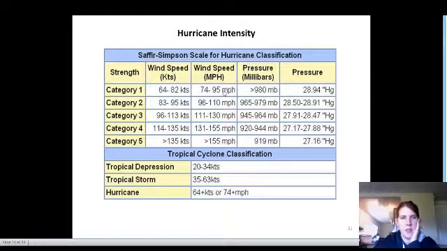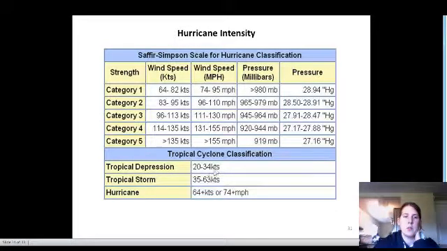So this is just showing in miles per hour. So a Category 1 can get up to 95 miles per hour, greater than 980 millibars of pressure. And a Category 5 greater than 155 miles per hour. You can see that there's a significant drop in the pressure for this type of hurricane.